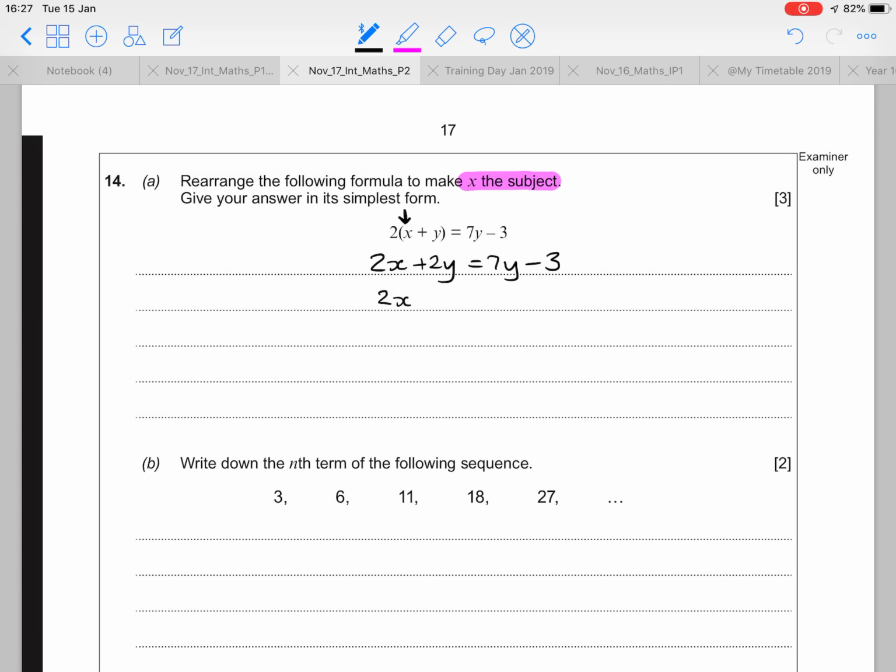Step 2 will be to move that 2y to the other side, so that it's with the 7y, leaving the 2x on its own. So now I have 2x equals 5y minus 3. And the final step will be to divide by 2. So 5y minus 3, all divided by 2. X is now the subject of the equation.